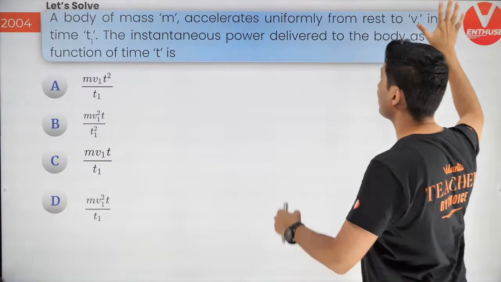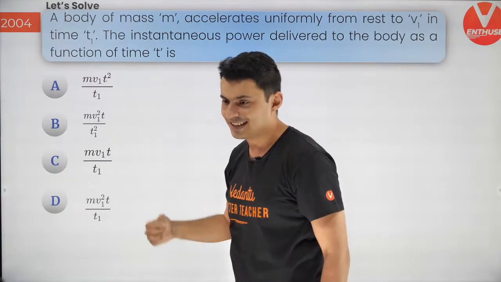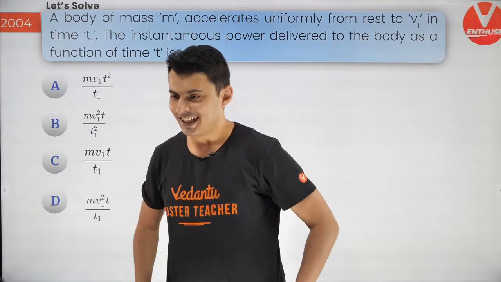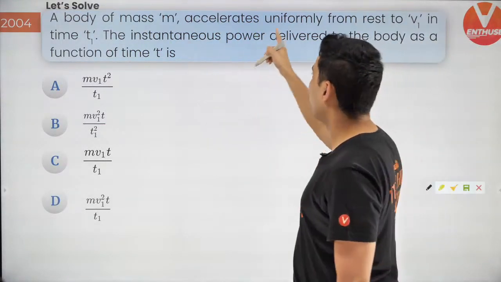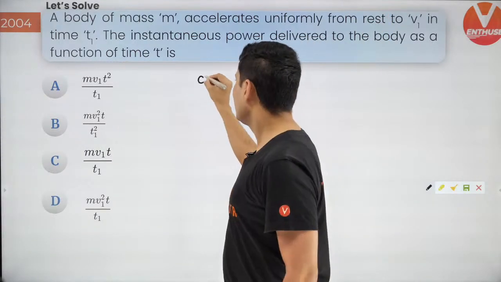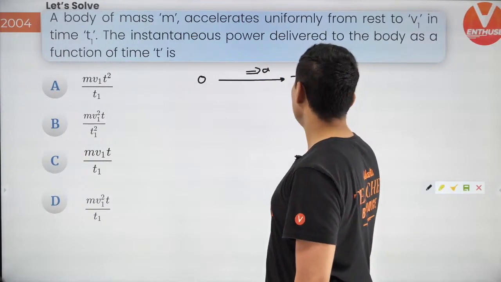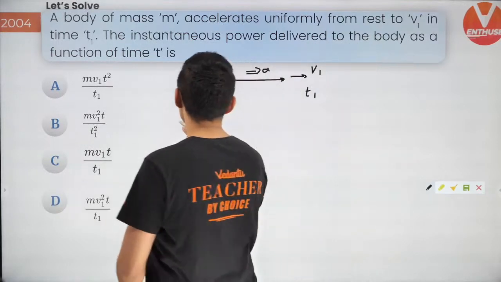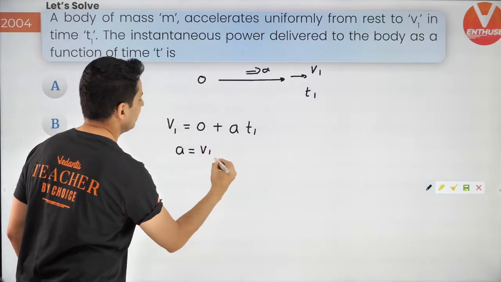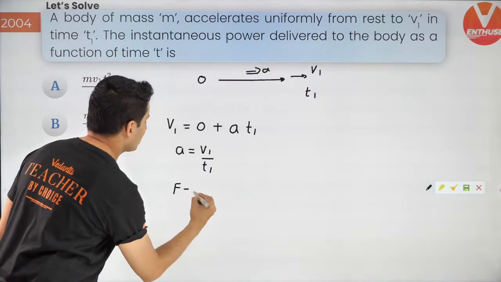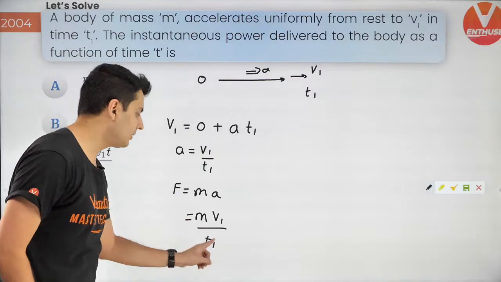A body of mass accelerates uniformly from rest to V1 in time T1. The power delivered as a function of time T is, let's see. Okay, the mass is accelerating. It started from rest and gets some velocity V1 in time T1. So I can use V1 is U plus A T1, so acceleration is V1 by T1. What is the force? Mass into acceleration, so it will be mass into V1 divided by T1. That's the value of the force.